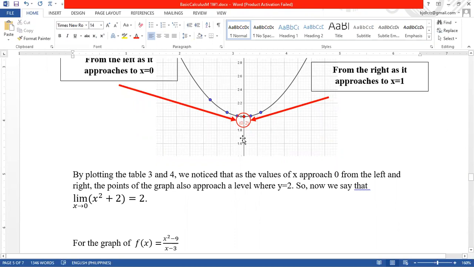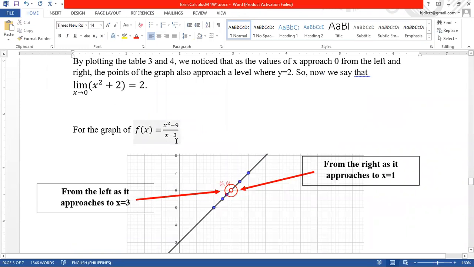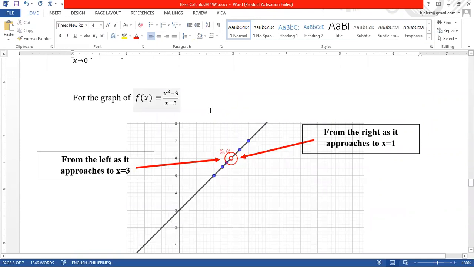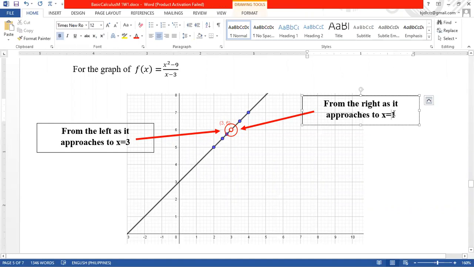Okay, next. For the graph of x squared minus 9 over x minus 3. So atong f of a, di ba wala man siya undefined. Therefore, ato ang point dira is hollow. So whenever it is undefined gani, hollow gina siya diretso. So this one from the left, as it approaches x is equal to 3. So approach siya pa yun. So from the right, as x approaches x is equal to 3.